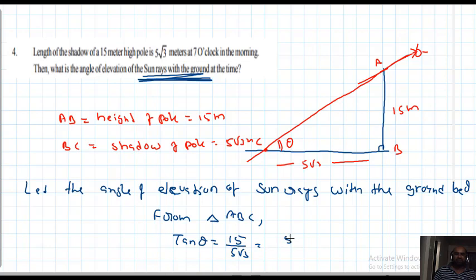That is equal to, what is that? 15 by 5√3 is 3 by √3, which equals √3. So I will write here, tan theta equals √3. Theta is an acute angle in a right angle triangle, so directly I can say theta equals 60 degrees. Therefore, at last you need to write, the angle of elevation of the sun rays with the ground equals 60 degrees.